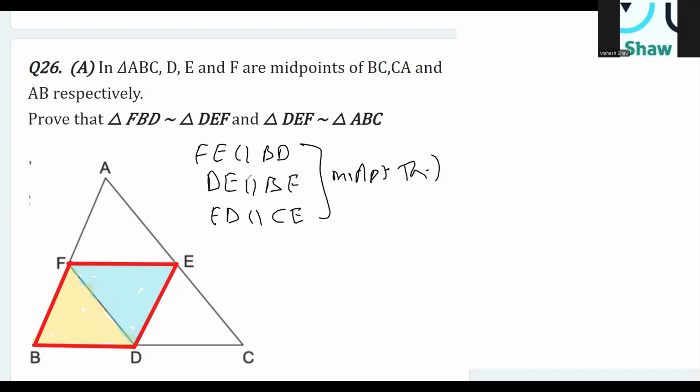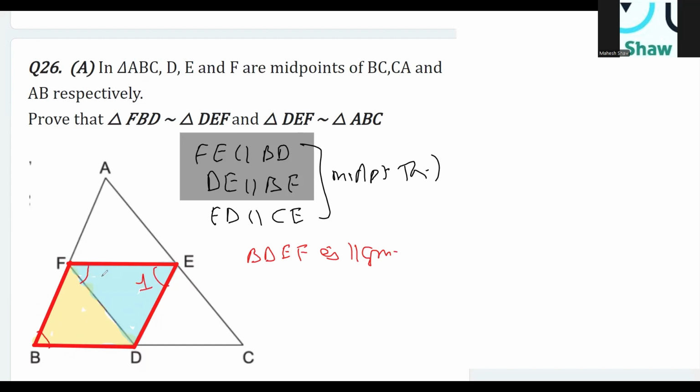Now, using these two, let's say what we have proved here: EF is parallel to BD and FB is parallel to EC. So it becomes a parallelogram. So from 1 and 2, you can straight away write that BDEF is a parallelogram. And if it is a parallelogram, we can write their opposite angles equal: angle 1 is equal to angle B. And using alternate interior angles, angle 3 is equal to angle 4.